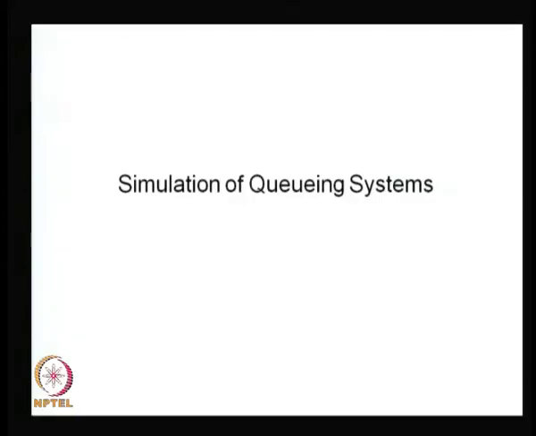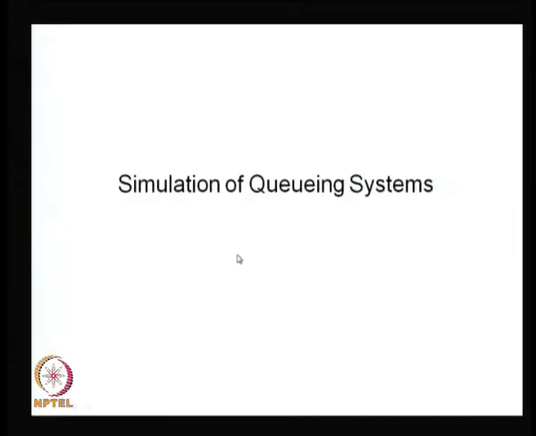Now I am moving into the last part of module 5, continuous time Markov chain. In this I am going to discuss the simulation of queuing systems. The module 5 continuous time Markov chain started with the definition and the properties and so on. Then I discussed the birth death process. Then I discussed the application of a birth death process in simple Markovian queuing models.